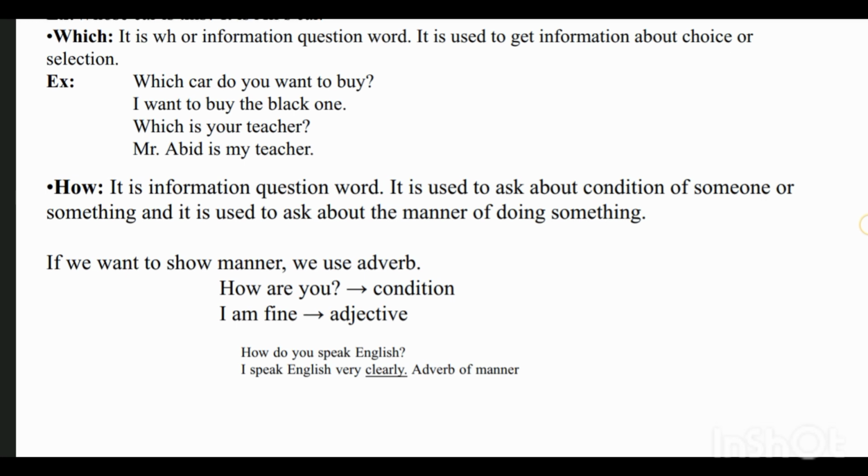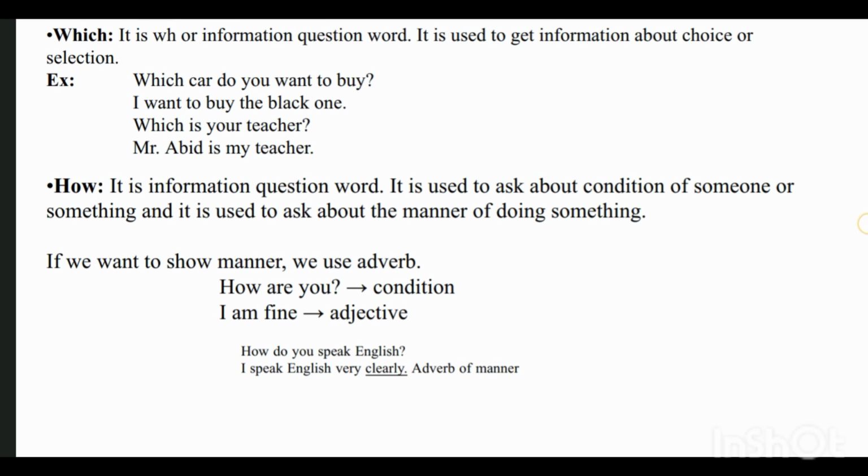How do you speak? I speak English very clearly. Clearly is an adverb of manner. What adverb? Adverb of manner.